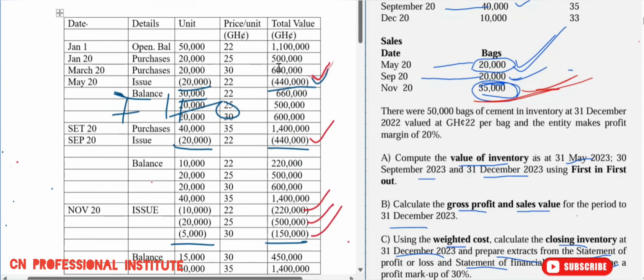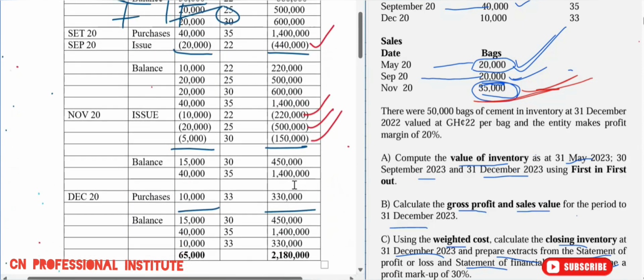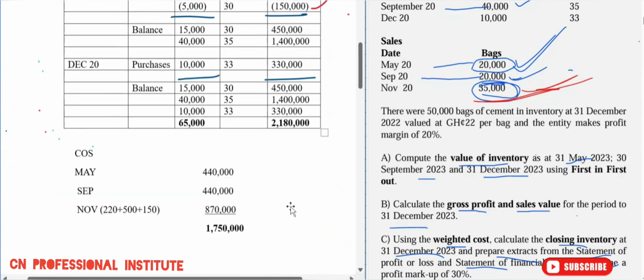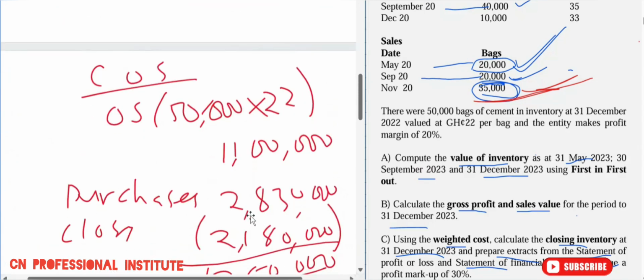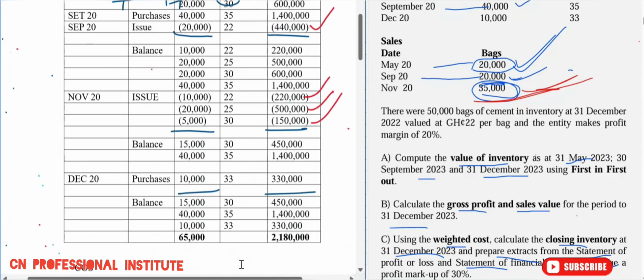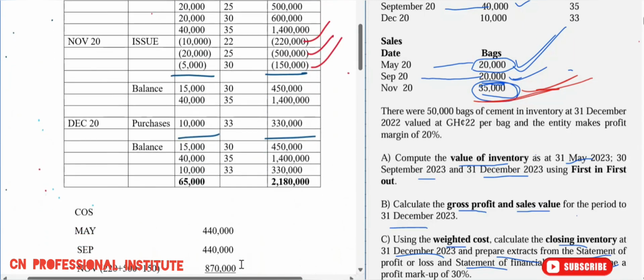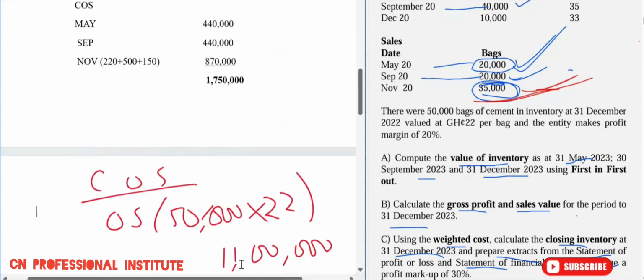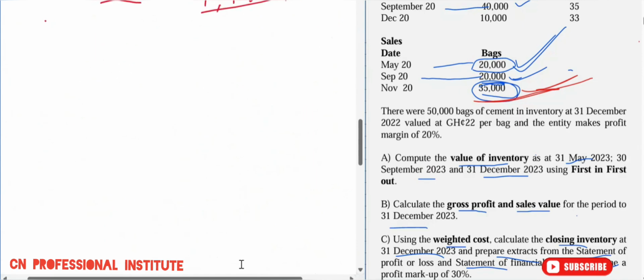So this 500 plus this 600 plus this 1,400,000 plus this 330. Just add all. You get total purchases of 2,830,000. Less closing. Our closing was 2,180,000. You less it and you get this. So we have our cost of sales.